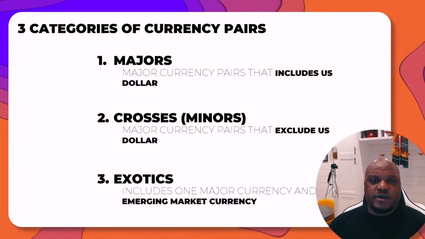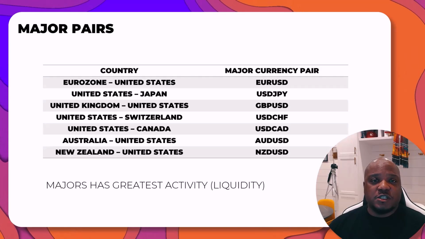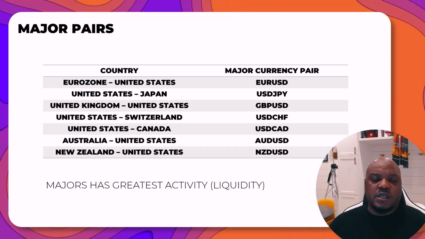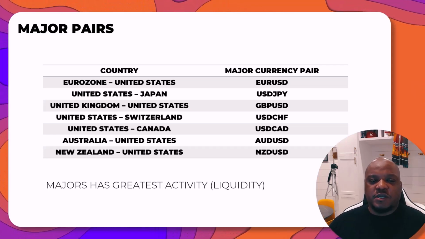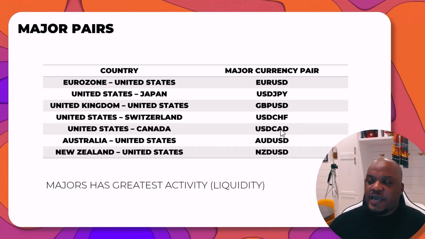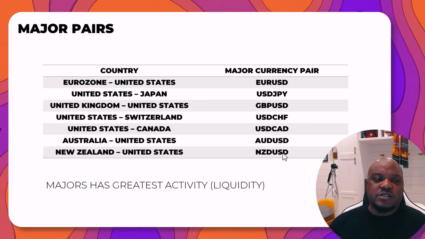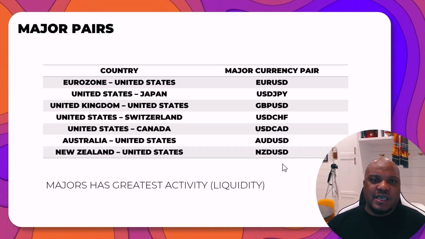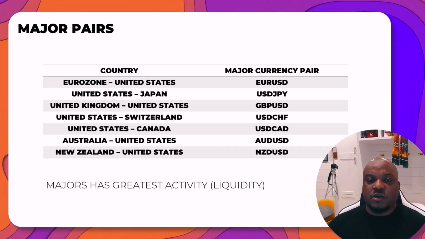So major pairs. If you look at this, these are the 8 major currencies paired with the US dollar. And so we have EUR/USD, USD/JPY, GBP/USD, USD/CHF, USD/CAD, AUD/USD, NZD/USD. These are the majors, and they have the most activity in these pairs. Amongst all pairs, these are the most active, they're the most liquid.